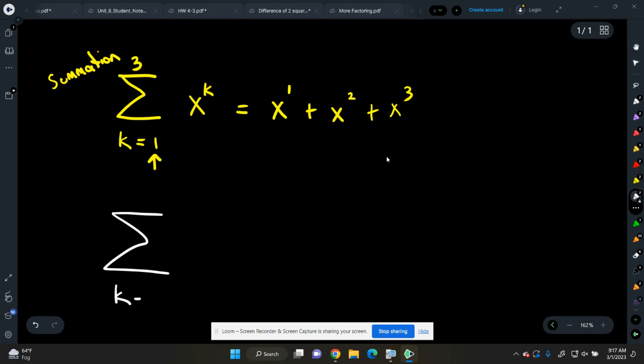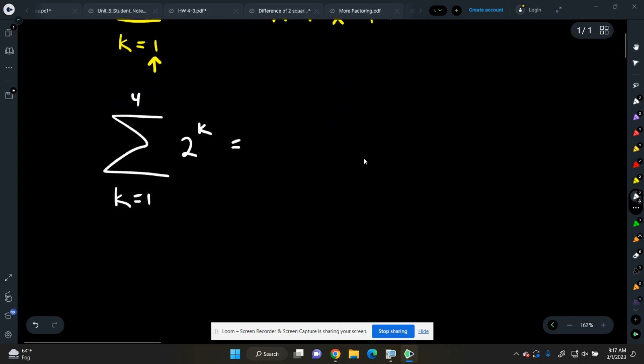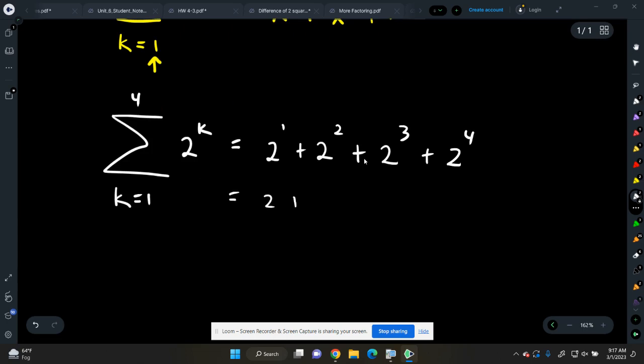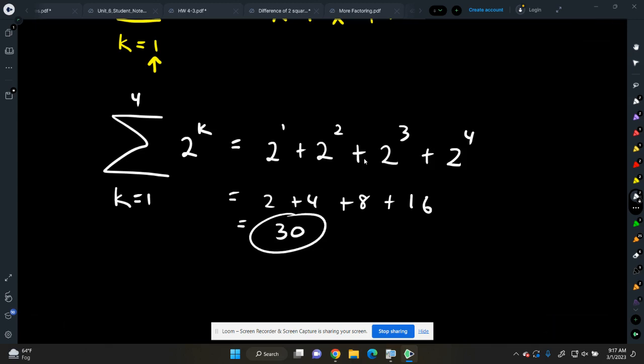If we had K equals 1 to 4 of 2 to the K, right? That's going to be 2 to the first plus 2 to the second plus 2 to the third plus 2 to the fourth, which is 2 plus 4 plus 8 plus 16. So let's see, that's going to be 14 plus 16, so that will be 30. Okay? That's what summation is. Of course, it gets harder, right?